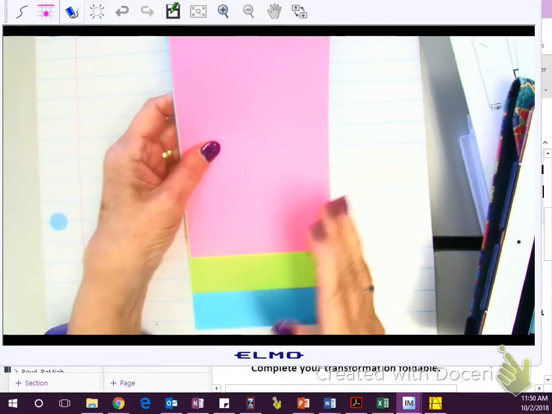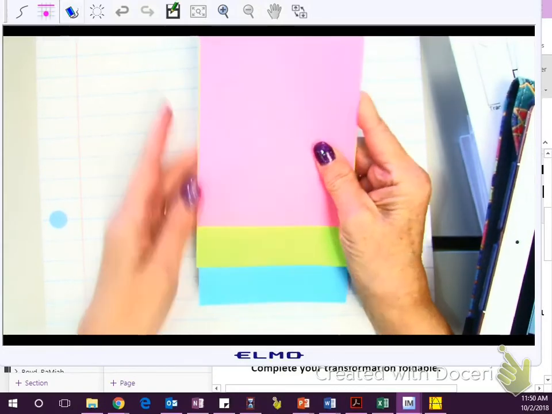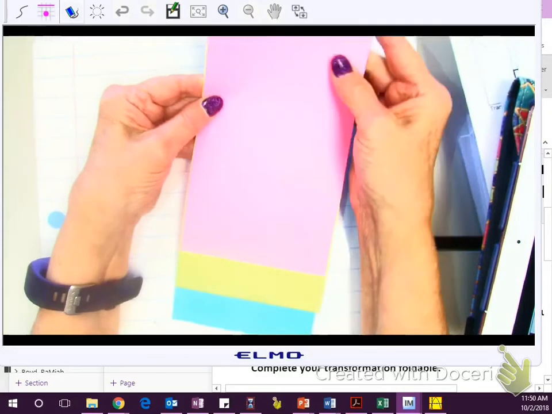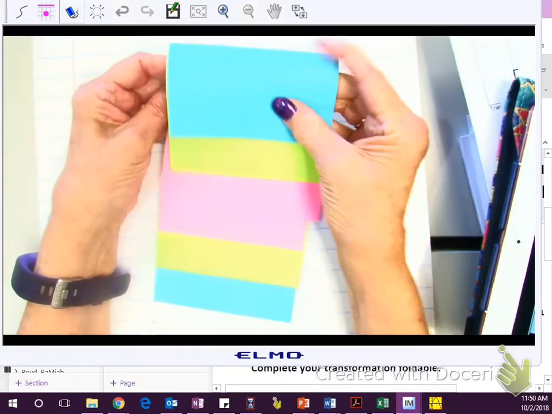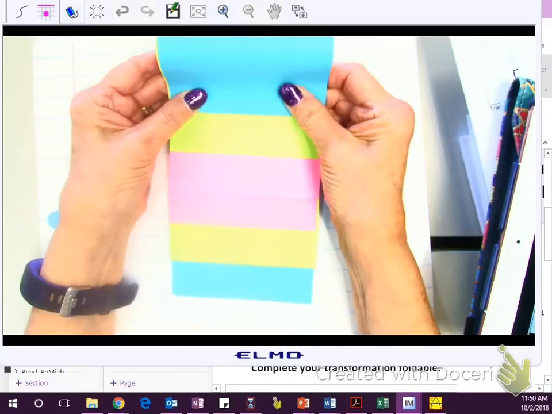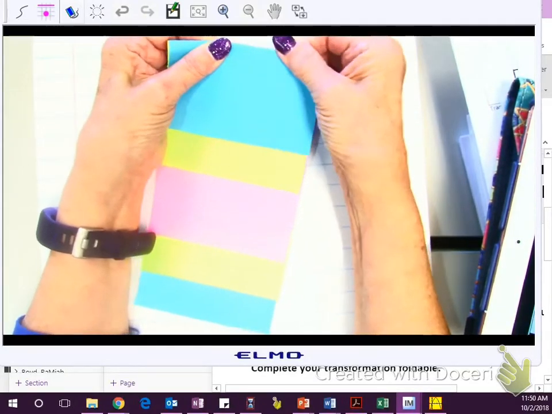So you have 3 strips of paper. You want to align them so that there's at least a 1/2 inch or so between the 3 colors. Then you're going to fold it over and do the same. So you will have 2 strips in the center that are the same color, but otherwise they will alternate.